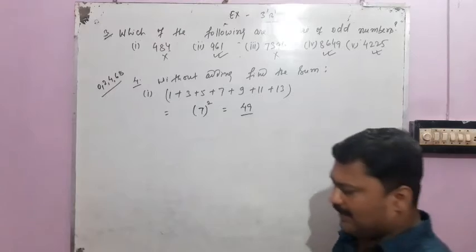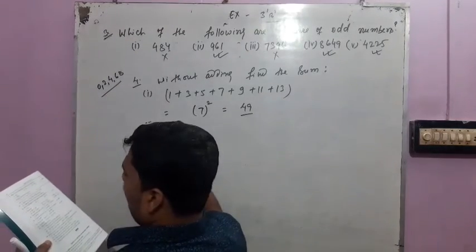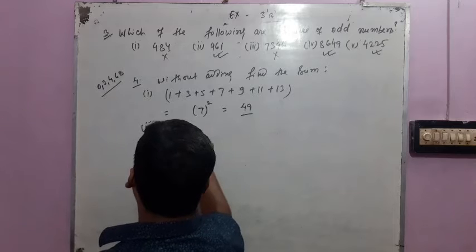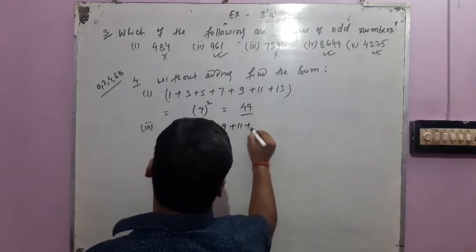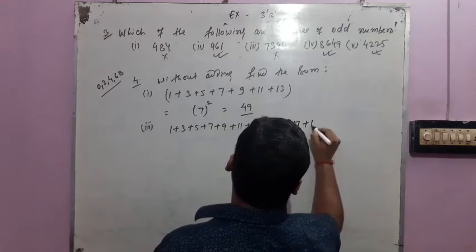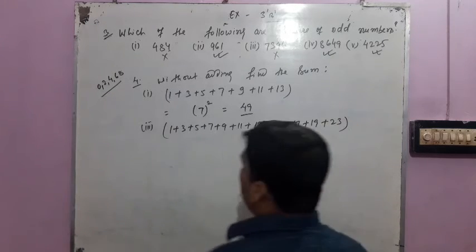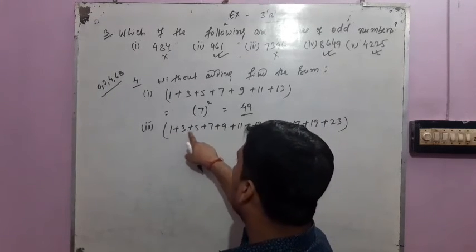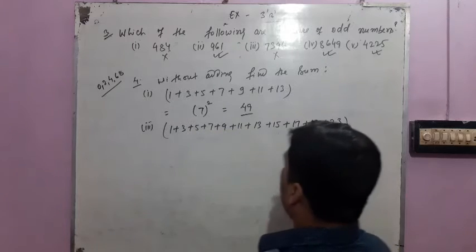Look at one more example, question number 3: 1, 3, 5, 7, 9, 11, 13, 15, 17, 19, 23. We have to find the sum. How many numbers are here, students? 1, 2, 3, 4, 5, 6, 7, 8, 9, 10, 11.